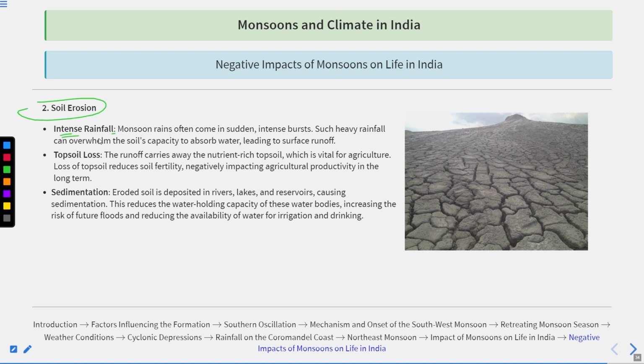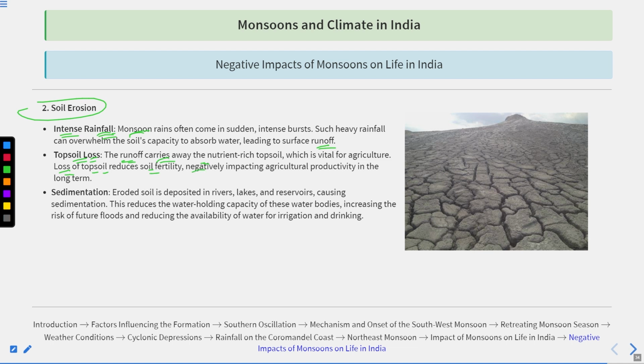Then the soil erosion. Intense rainfall. Monsoon rains often come in sudden, intense bursts. Such heavy rainfall can overwhelm the soil's capacity to absorb water, leading to surface runoff. Topsoil loss. The runoff carries away the nutrient-rich topsoil, which is vital for agriculture.